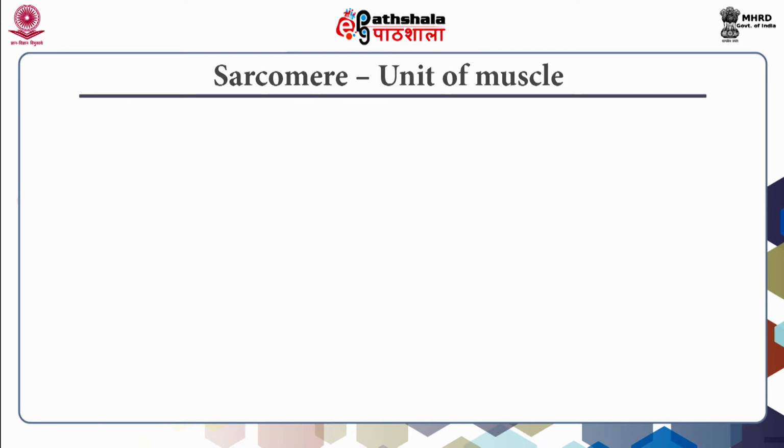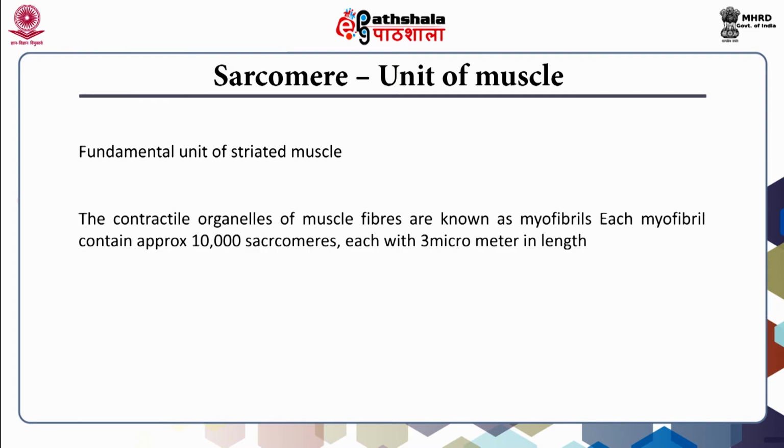Let us see what is sarcomere. Sarcomere is the unit of muscle and it is a fundamental unit of striated muscle. The contractile organelles of muscle fibers are known as myofibrils. Each myofibril contains approximately 10,000 sarcomeres, each 3 micrometers in length.